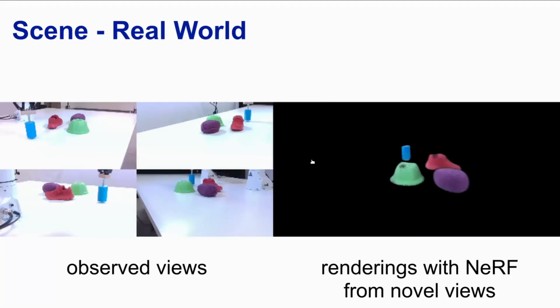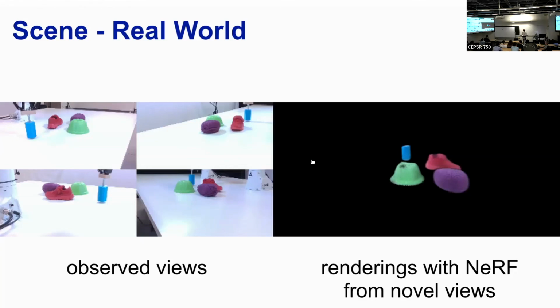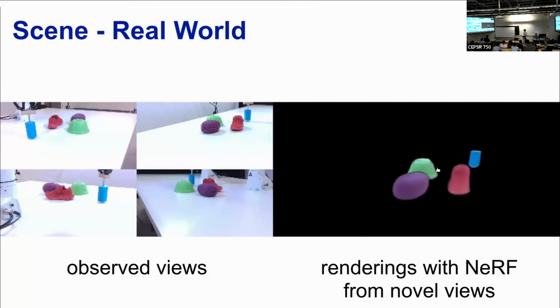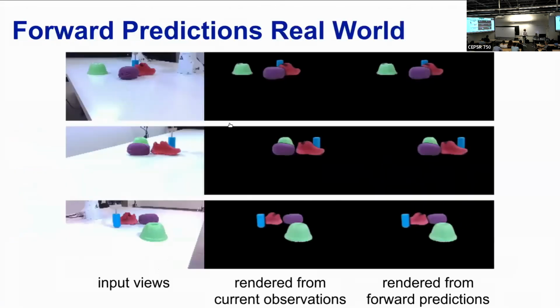Okay, now we also applied this to the real world, and it actually doesn't require so much time to train this, to collect data, maybe 4 or 8 hours of real world interactions. So these are the observed views, and these are now just reconstructions from novel viewpoints. And here now, this is a similar video as before. On the left, you see the real world. In the middle, you see the reconstruction if you had access to the images at every time step. And on the right, you see the reconstruction based on only the first observation and then forward predicting the dynamics.